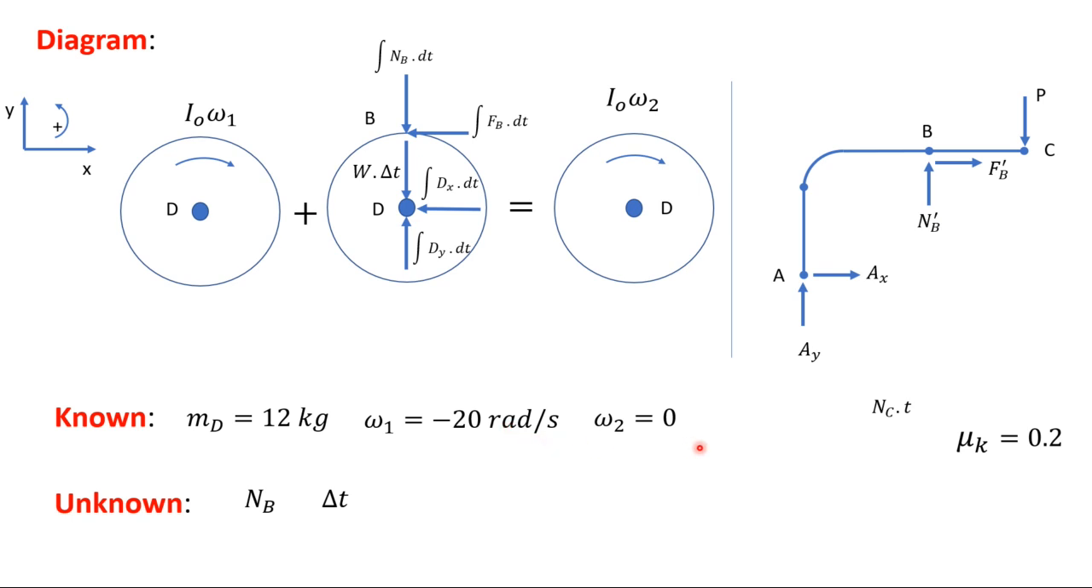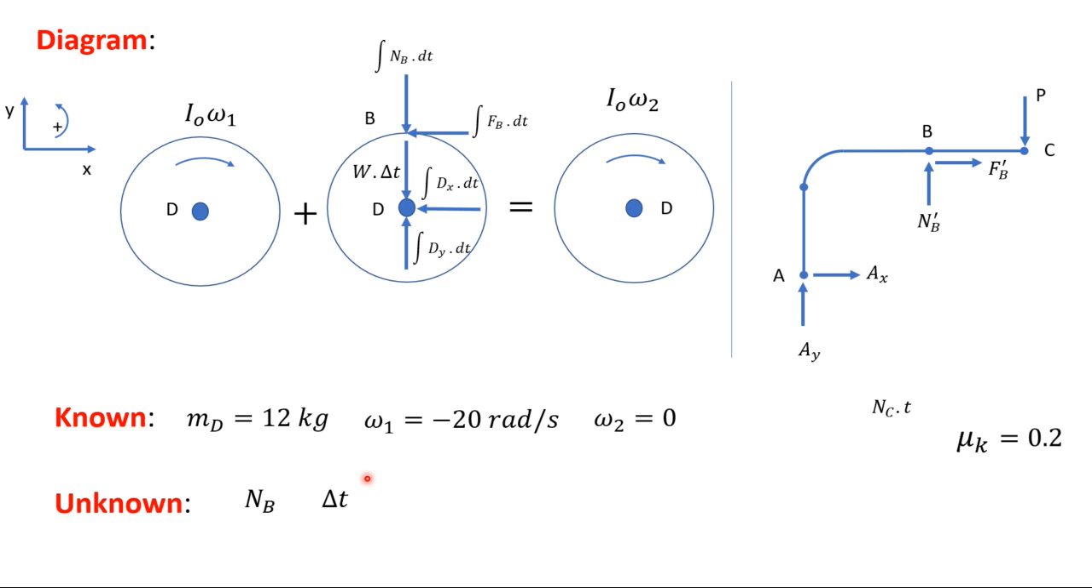It's minus because it's going in the clockwise direction. The omega 2 is 0 because it's going to be stopped at the end. The coefficient of friction is 0.2, and the unknowns are going to be the MB and the delta T, and we need to find those. Of course, the P is also unknown at this stage.